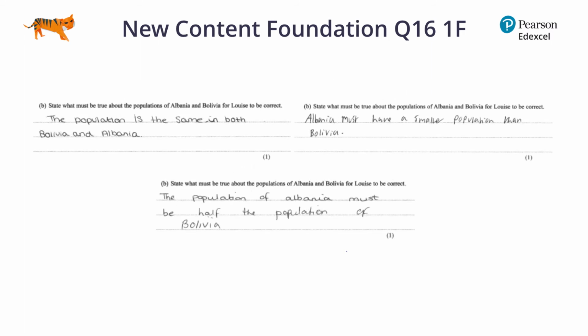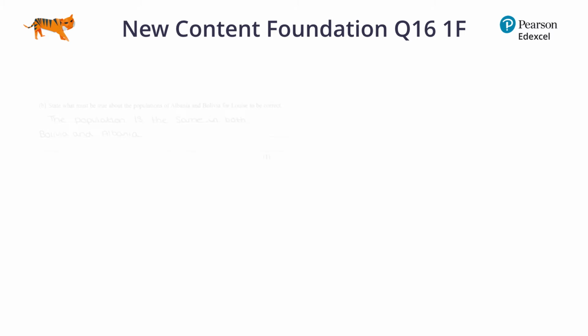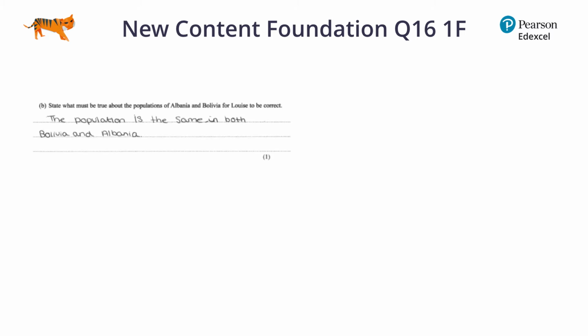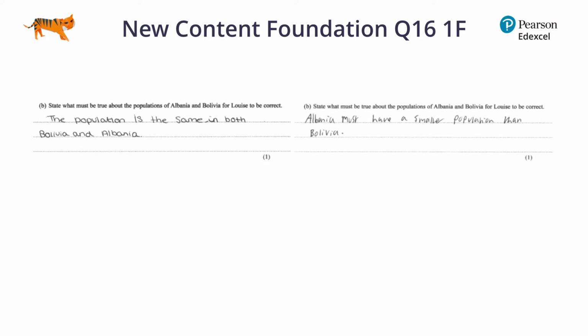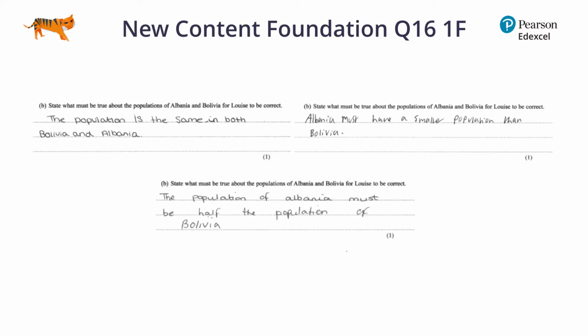Now we will look at 3 responses for part B of this question. The first response was awarded 1 mark for a correct response that the population would need to be the same in both. The next 2 responses were awarded no marks as they have implied that the population sizes were different. The third response highlights a common incorrect answer which references one population being twice the other.